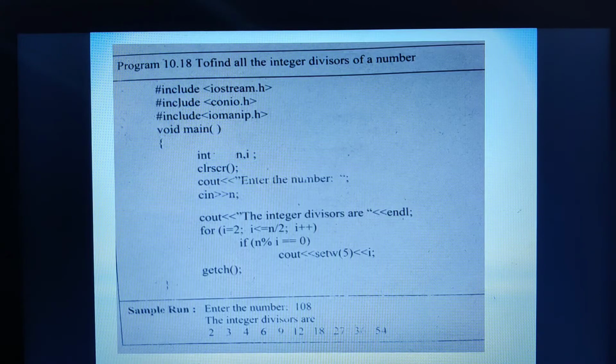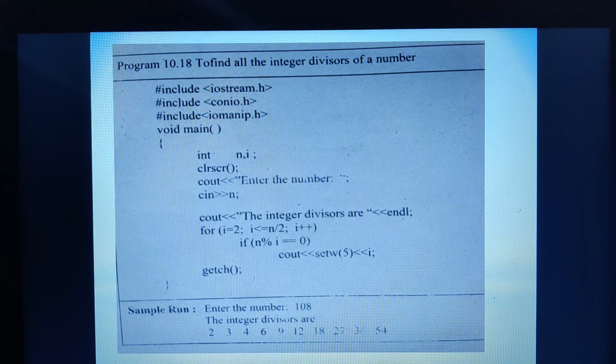That is to find all the integer divisors of a number. Suppose, children, if I enter the number as 12, their integer divisors will be always up to half of that, up to 6. Suppose if I enter the number as 8, the integer divisors of 8 will be up to its half, that is up to 4. That means 8 is divisible by 2 and 4. Similarly, 12 is divisible up to half of the number, like 2, 3, 4 and 6. The numbers 7, 8, 9, 10, 11 cannot divide the number 12.